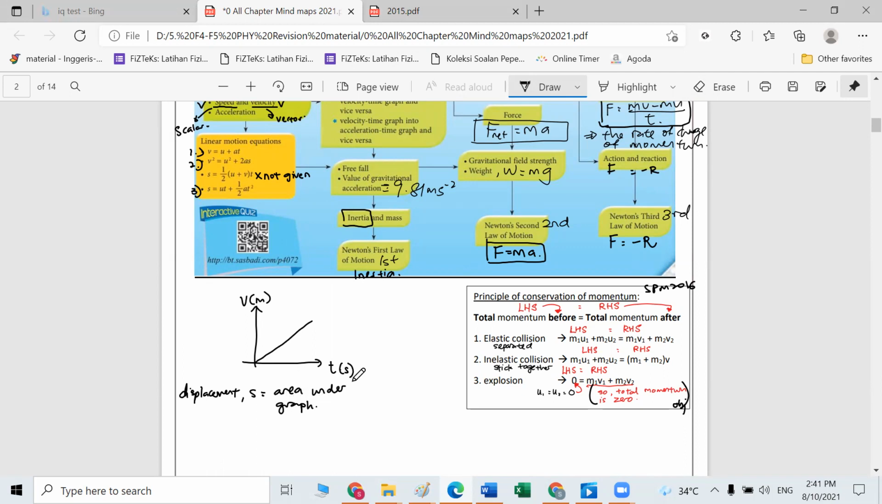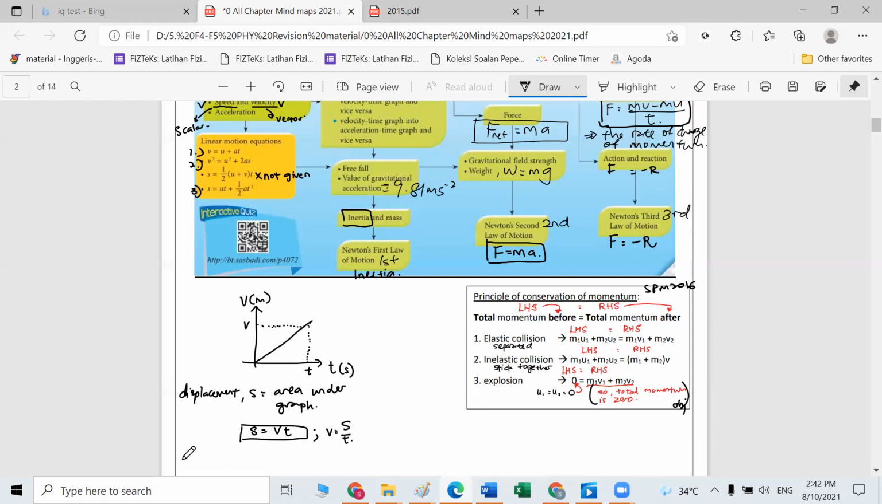Okay. Because area under graph is, so this is T and this is V. So S equals to V times T. It comes from V equals to S over T. So if we use V times T, then we will get area under graph. So it's displacement from VT graph.